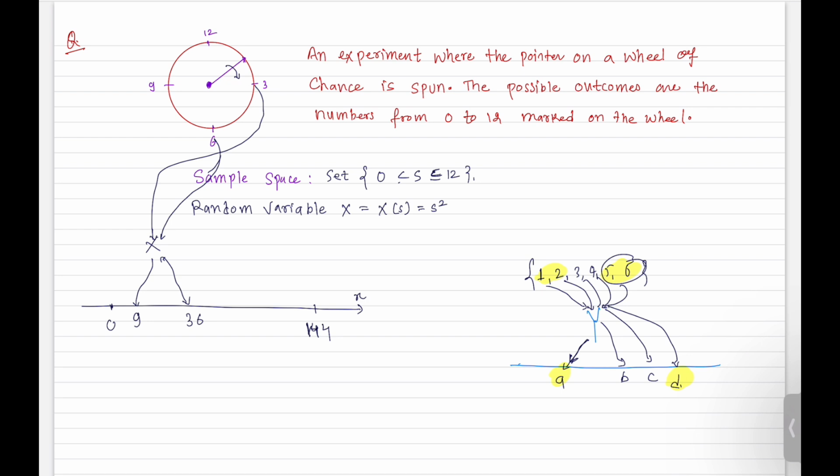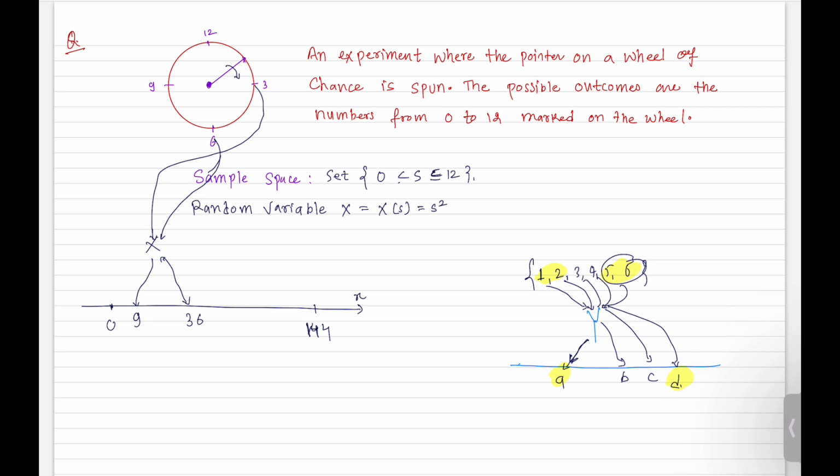So it is not necessary that you always say that this 1 will map to some a, and this 2 will map to somewhere a1. This is not necessary, right? So outcomes of an experiment can be mapped onto the same value. This is the one point.